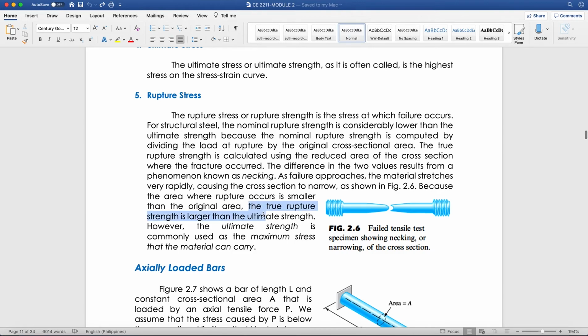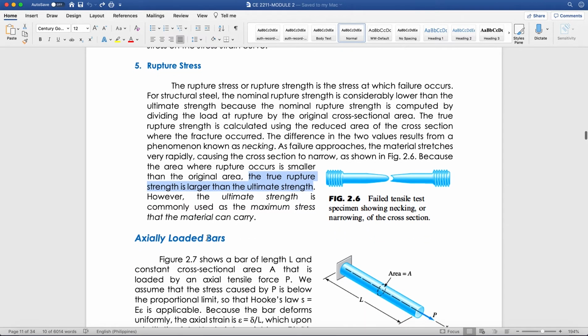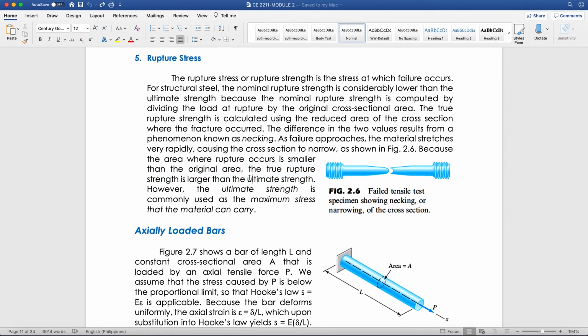The true rupture strength is larger than the ultimate strength. However, the ultimate strength is commonly used for the maximum stress that the material can carry. Okay? So, ito yung ginagamit natin sa design. Ultimate stress and yield stress. Ultimate strength, yield strength. Yan yung mga ginagamit natin sa design.